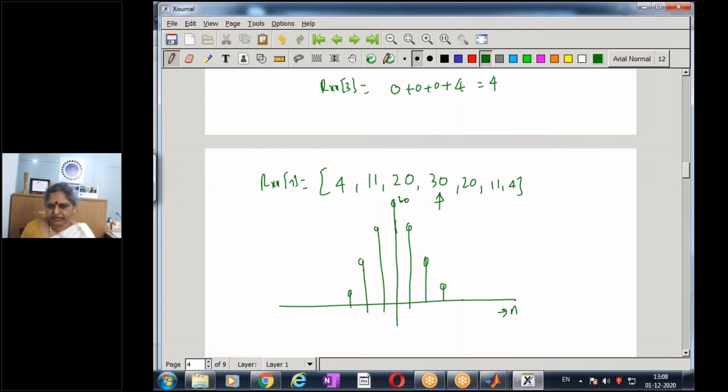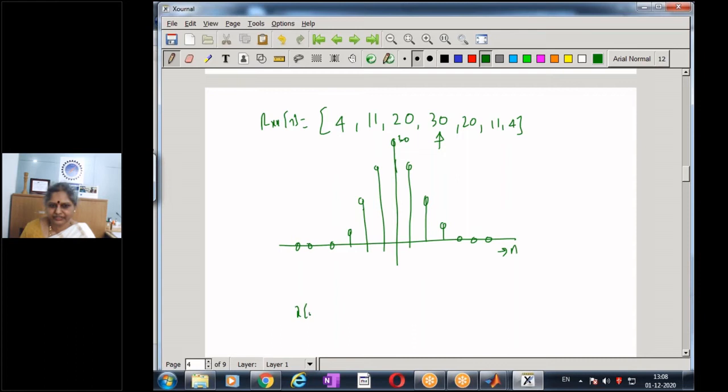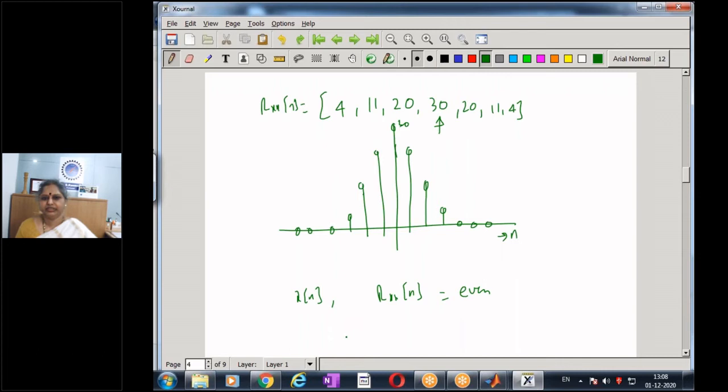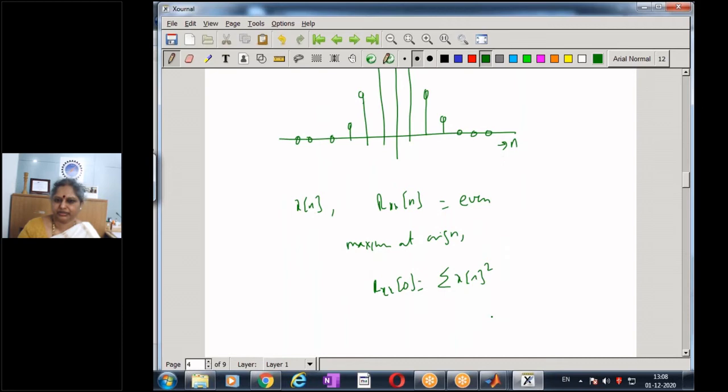So no matter which sequence I take, irrespective of any signal, any sequence x[n] will always result in an autocorrelation function that is an even function of n, symmetric about the origin, and also having the maximum at the origin. The maximum value at the origin, rxx of 0, is simply given by the energy of the signal, the sum of x[n] squared. So let's take one more example, say, using MATLAB.